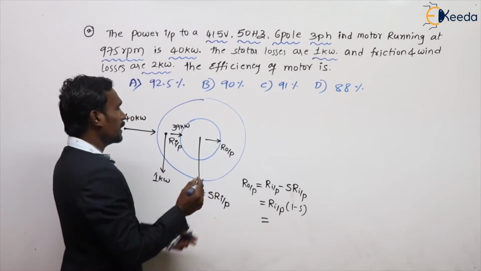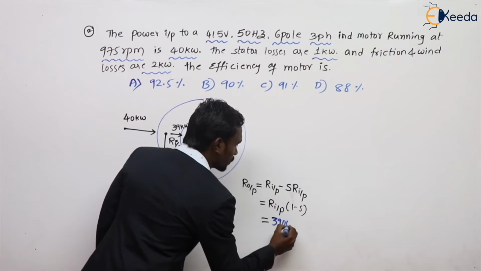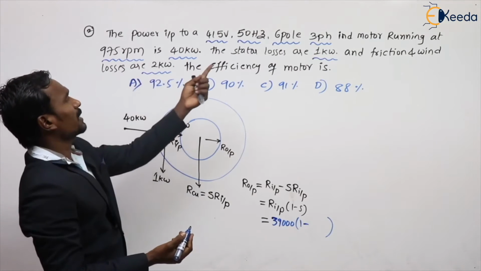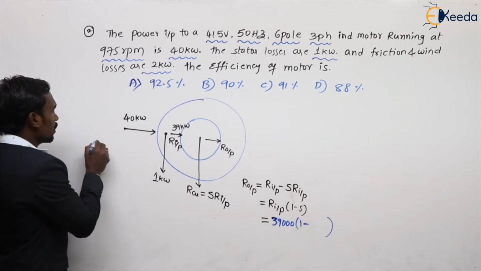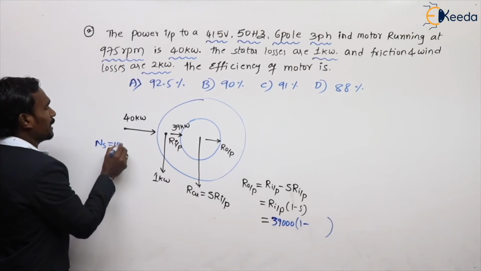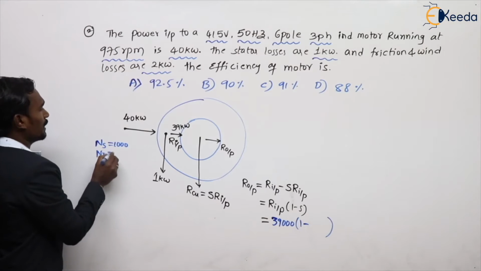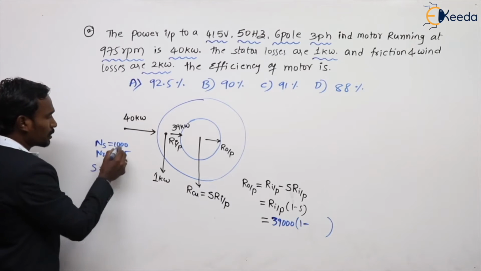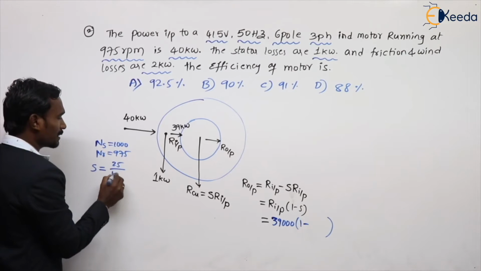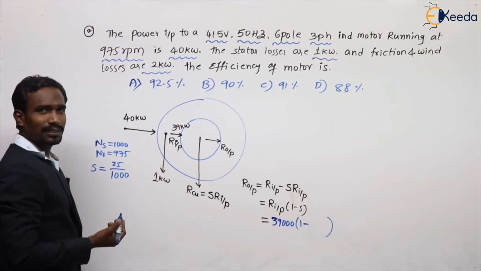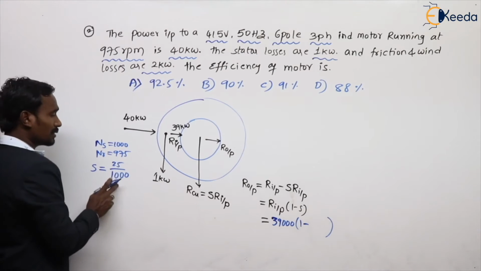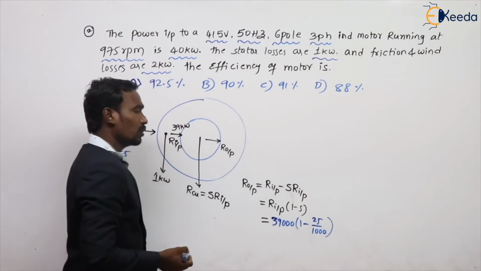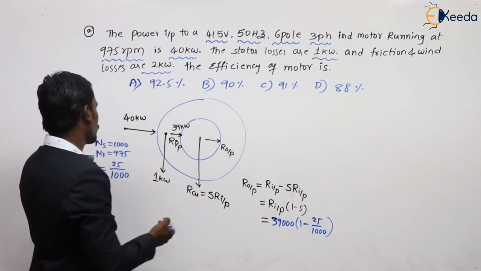What is the rotor input here? Rotor input is 39,000 into (1 minus S). What is S? This is a 6-pole machine, so synchronous speed is 1000 RPM and rotor speed is 975 RPM. So what is the slip? Slip is equal to (Ns minus Nr) by Ns, that is 25 by 1000. This is the slip.